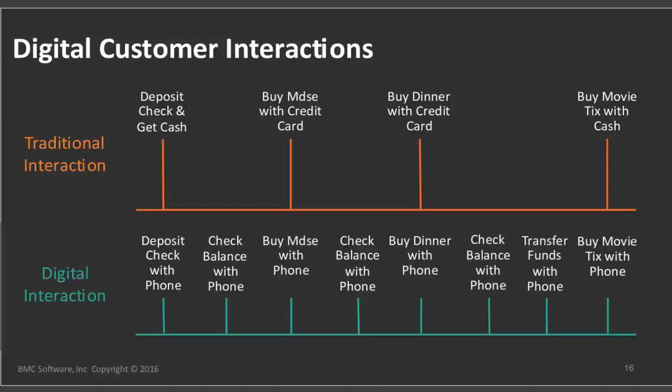Now, if we consider the digital customer, they deposit a check with their phone, and then they check their balance. And then they go shopping and they buy merchandise with their phone, and then they check their balance. And then they buy dinner with the phone, and then they check their balance, and they find that they maybe need some more funds. They transfer from a savings account or from mom and dad, if that's the thing they have set up, and then they go buy their movie tickets with their phone.